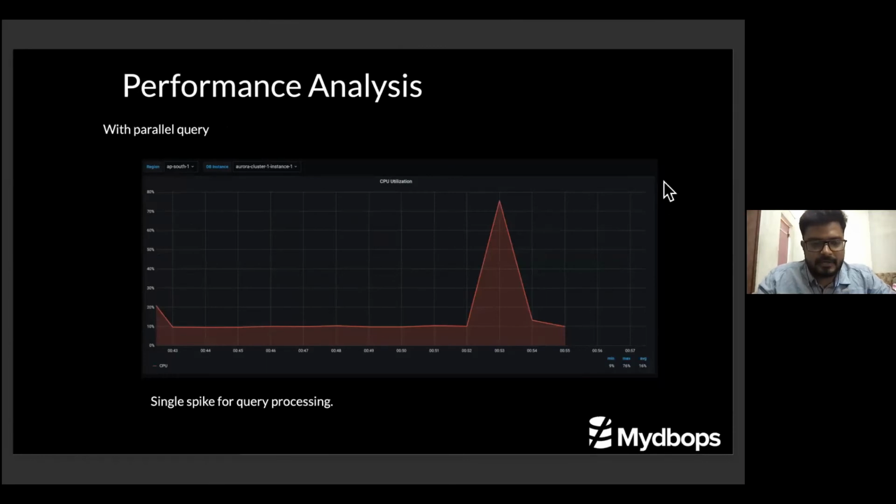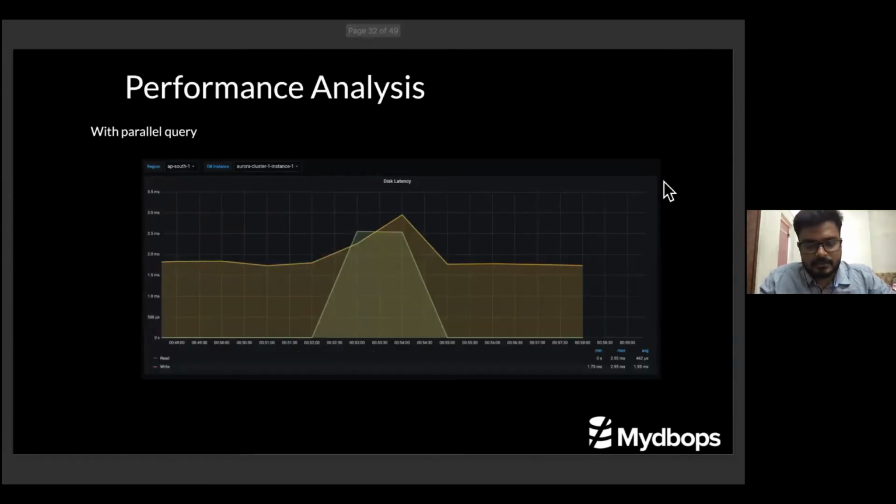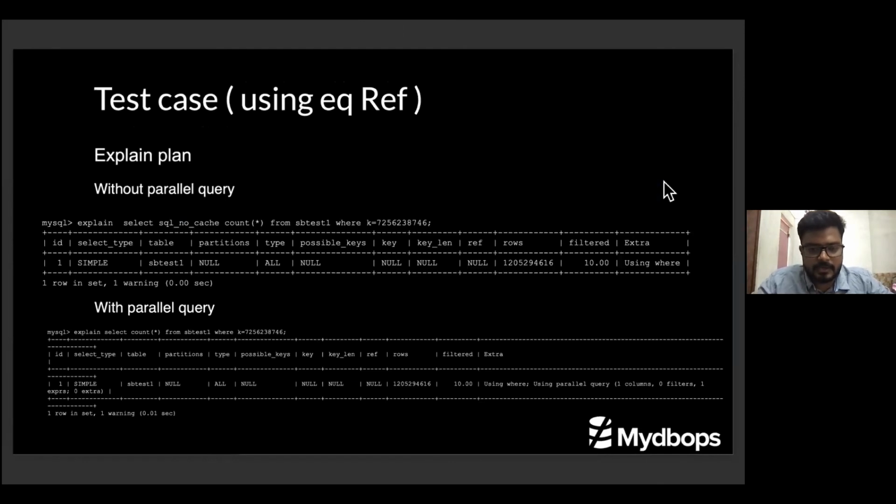But after enabling the parallel query, CPU is utilized only for processing the query. For the rest of the time, due to load splitting among the servers, the CPU utilization does not get saturated when the parallel query is enabled. The read latency is also lower when compared to the query without the parallel query. So now, going for an equal condition query.